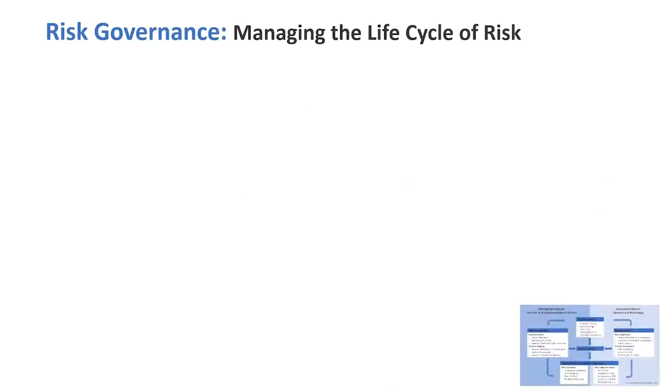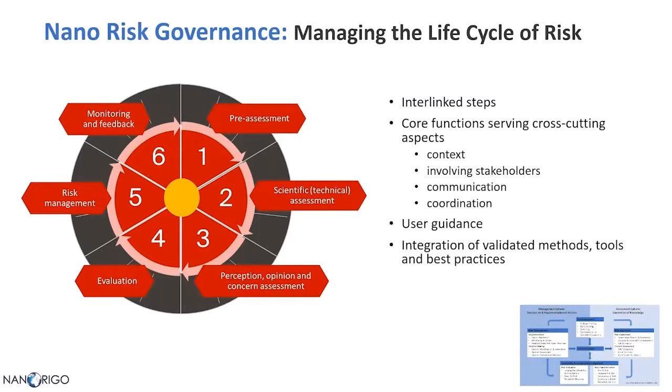Based on the IRGC procedural framework, an advanced nano-risk governance framework, NRGF, was established by the Horizon 2020 funded NanoRIGO project and presented by Arthur Semanen and his work package team. Six steps arranged in circular order and supported by core functions are the main characteristics. The unique selling proposition of the NRGF is the perspective of user guidance for all six steps, managing the variety of questions and different levels of capabilities of expert and non-expert stakeholders.